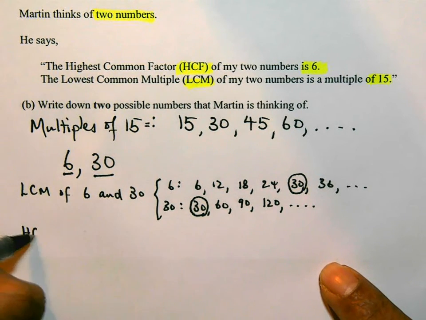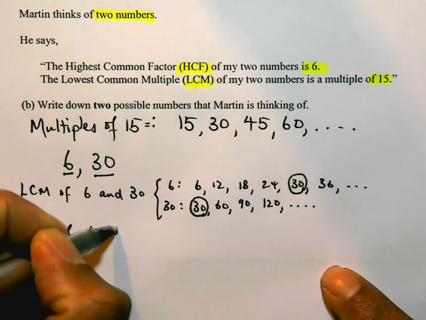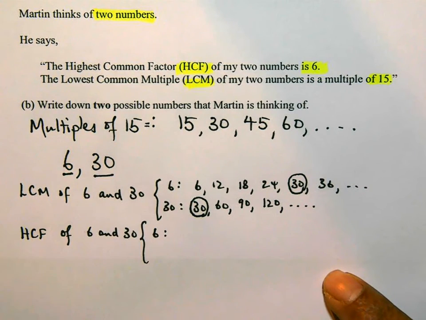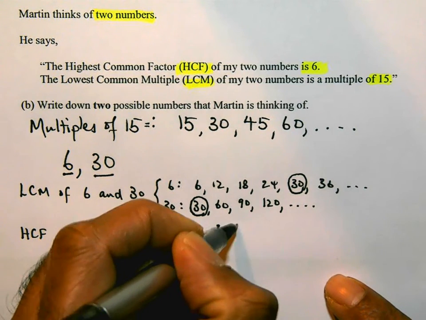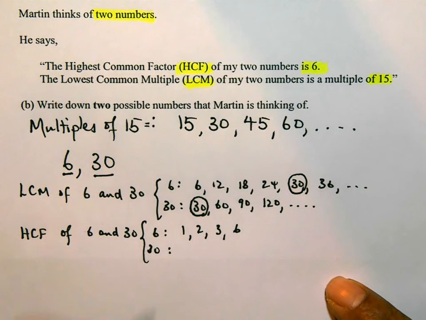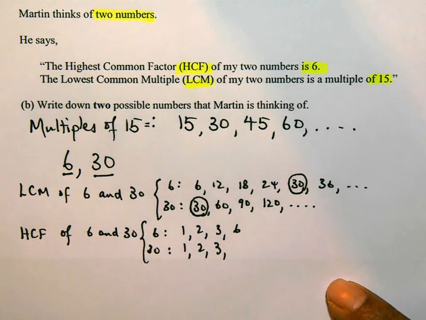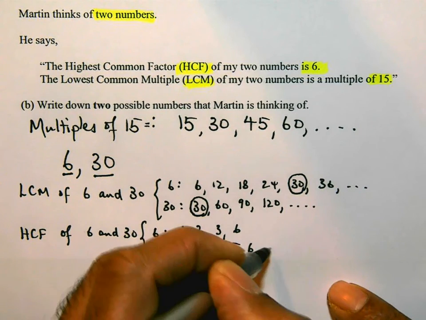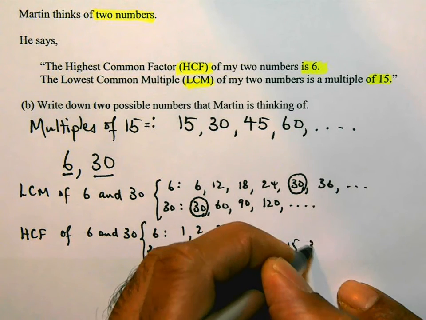Let's think about the HCF side of it now. The HCF is the highest common factor of 6 and 30. So what are the factors of 6? What are all the numbers that could go into 6? 1, 2, 3, and 6. Those are all the factors of 6. What are the factors of 30? 1, 2, 3, 4 can't go into 30, 5 can, 6, 10 can go into 30, 15 could go into 30, and 30 could go into 30.